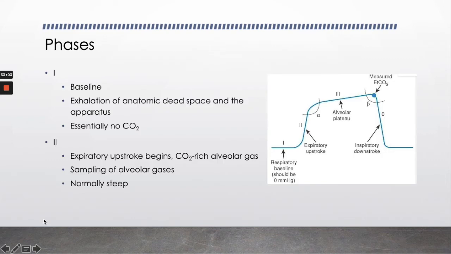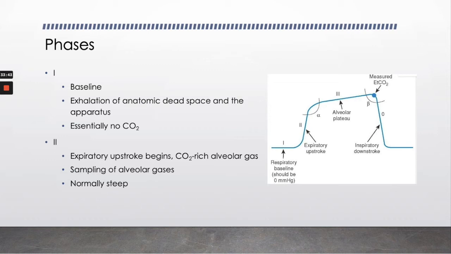Okay, so phase one. Phase one is at baseline, like I talked about a few minutes ago, and that's the exhalation of anatomic dead space and the apparatus, meaning from the trachea, the bronchi, and through the endotracheal tube or the LMA. Or if you are measuring through nasal cannula, through the nose as well. Essentially there is no CO2 here, and approximately a third of your tidal volume exits during phase one.